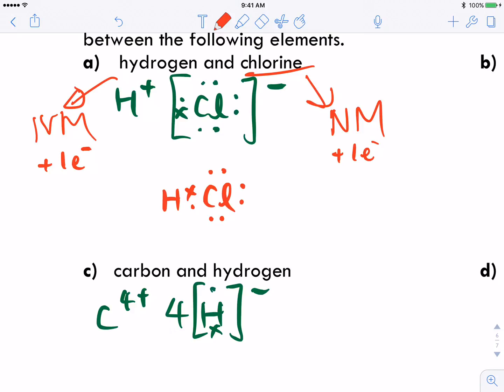Okay, then I draw the other electrons around chlorine. There will be 6 left, and then I count again. 1, 2, 3, 4, 5, 6, 7. I drew the correct number of initial valence electrons. Okay, that's how you always check your answer.